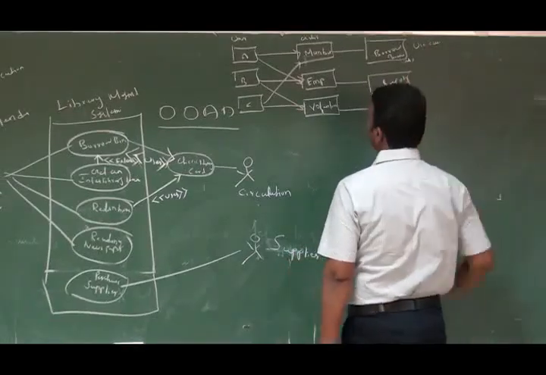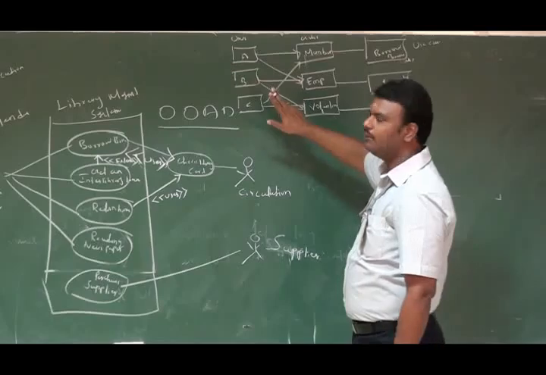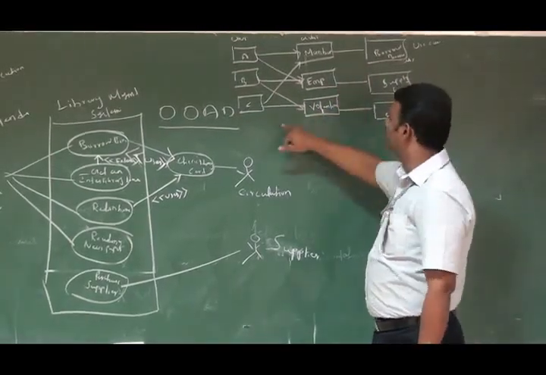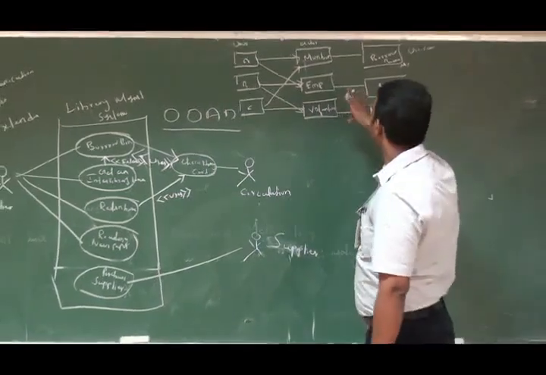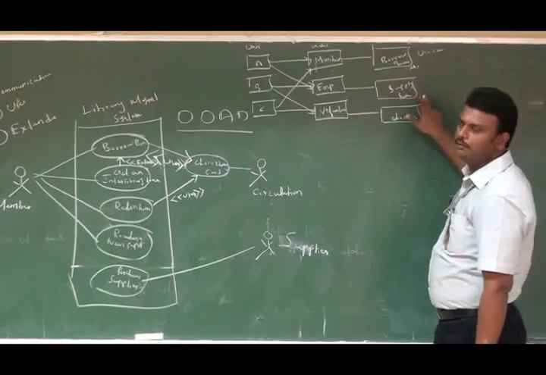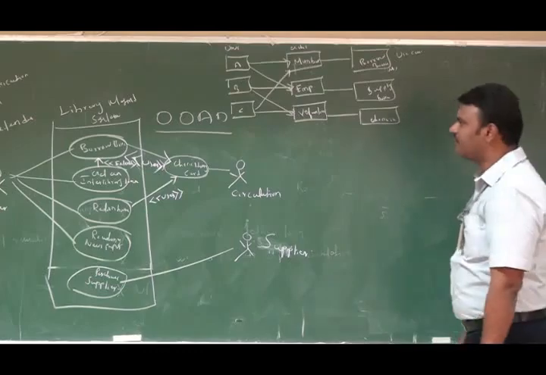What is the difference between the actor and the user? The user can play more than one role. For example, A can play the role of member or employee. B can play the role of employee or volunteer. C can play the role of volunteer or employee. But the member only borrows books from the library. The employee supplies the books to the library. The volunteer only checks the ID cards. This is the difference between the actor and the user.